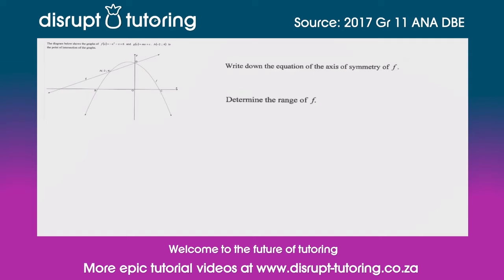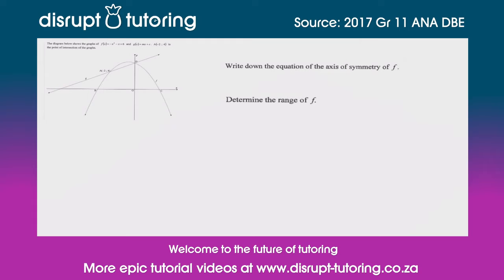Right, so the first thing they've asked us to do is write down the equation of the axis of symmetry of f. Now let's try and figure out what that means. So f is this curve over here, so it's our parabola, and the axis of symmetry is the line that cuts it in half, so that on one side we've got the exact same thing as the other side. Now we know that the axis of symmetry cuts through the turning point.